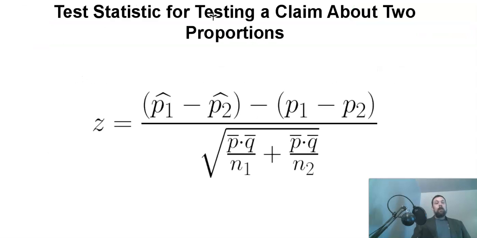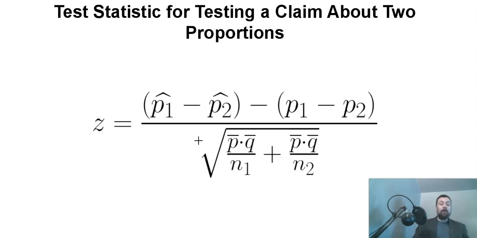The test statistic for testing a claim about two proportions, so I made the change that needed to be made here, I just forgot to do it on the last screen, is this monstrosity of a formula. This took me forever just to even get it typed in. So you have to use a special mathematical formatting language called LaTeX, and it was quite a challenge to get all of this typed in using LaTeX.